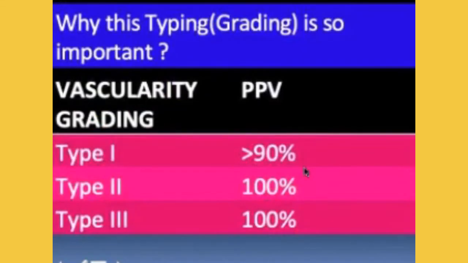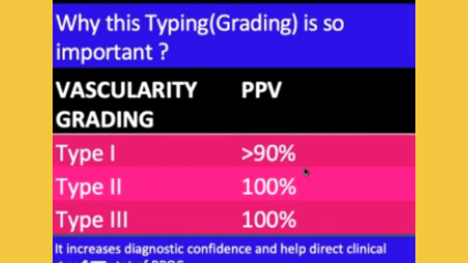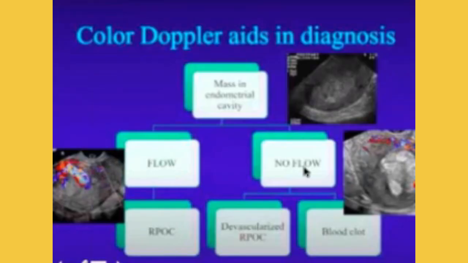So why is this typing or grading so important? It is important because the positive predictive value of type 1 vascularity is more than 90%, and in type 2 or 3 it is 100%. So whenever you are doing this color Doppler and typing it, you are almost sure that you are dealing with RPOC in the correct clinical perspective. And it increases the diagnostic confidence, and it helps in directing the clinical management of the RPOC.